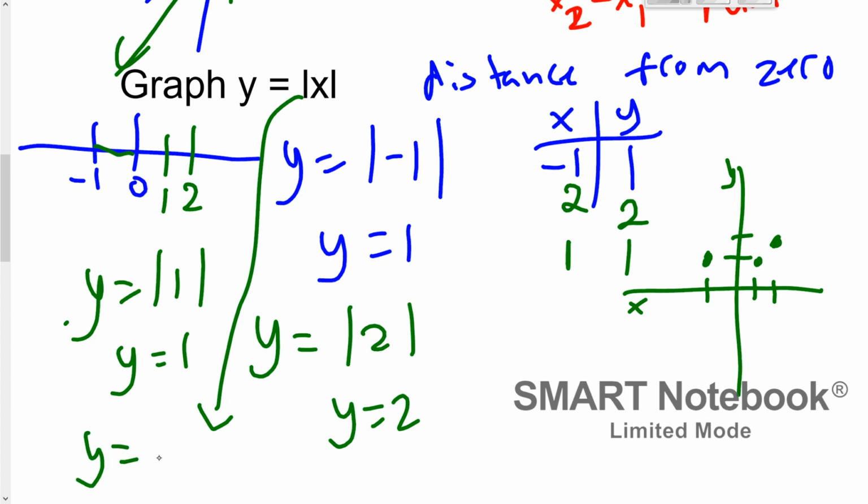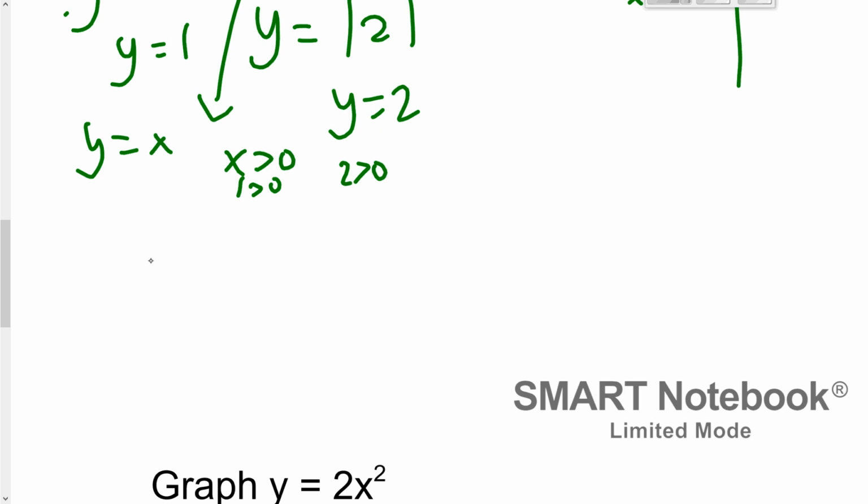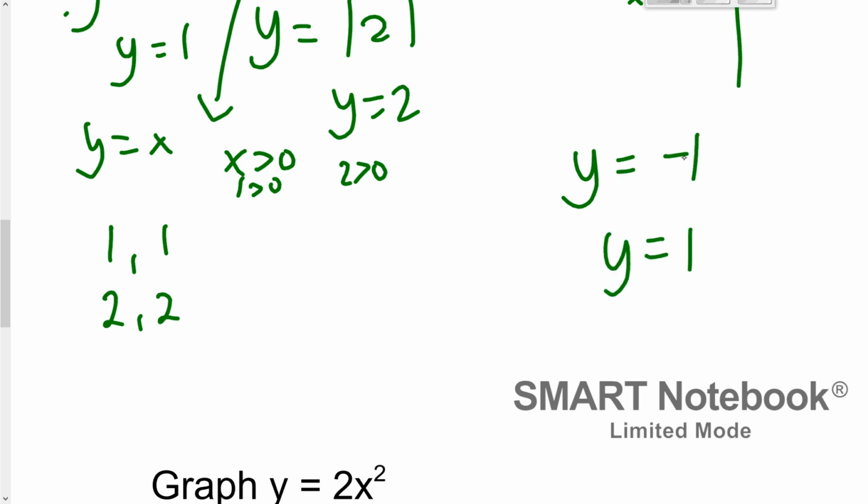It is y equals x for all x's greater than 0, right? So when I plug in 2, I get 2. When I plug in 1, I get 1, because 1 is bigger than 0 and 2 is bigger than 0. And so whatever my x is, that's my y. So my x was 1, my y was 1. My x was 2, my y was 2. How about when I plugged in -1? Didn't I get a +1? So what would I have to do to this -1? Wouldn't I have to times that by a negative to get a +1? So there my equation is y equals -x.